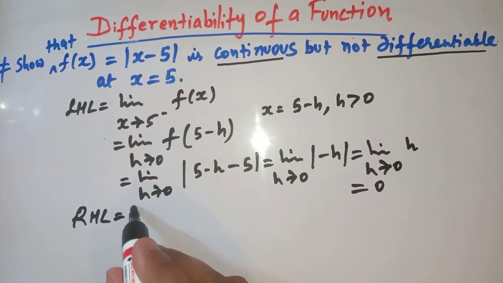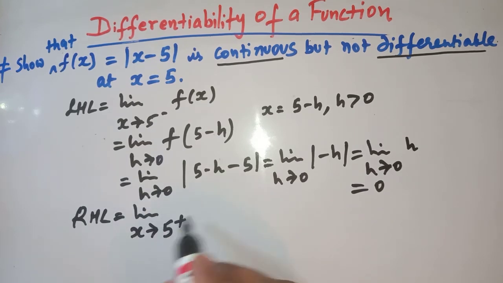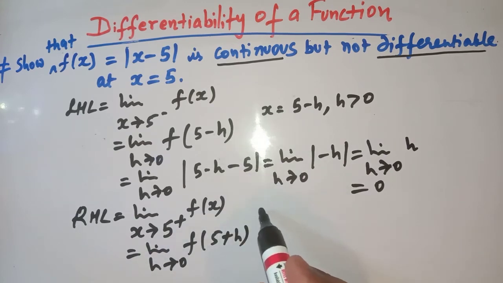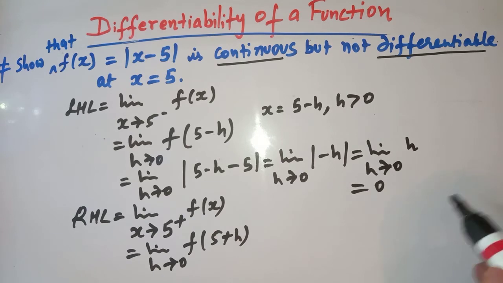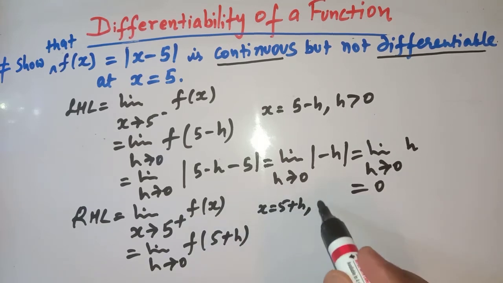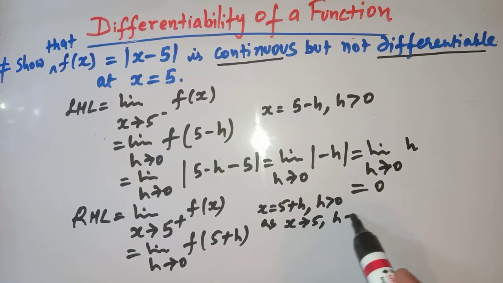Now let us take the right hand limit. For the right hand limit, again we'll do x tends to 5 plus of f of x. Now we write limit h tends to 0 of f of 5 plus h, because we again substitute here x is equal to 5 plus h and h is greater than 0. As x tends to 5, h tends to 0.